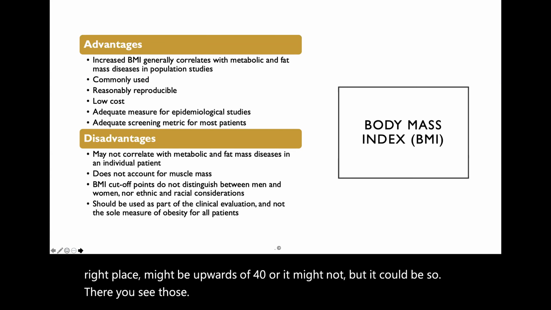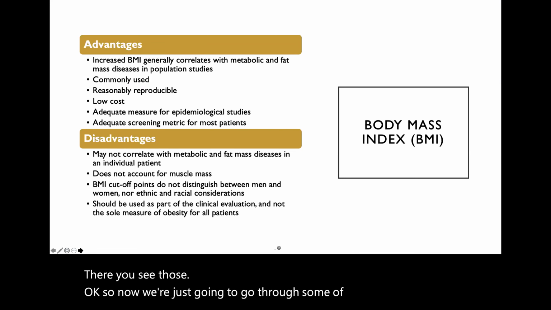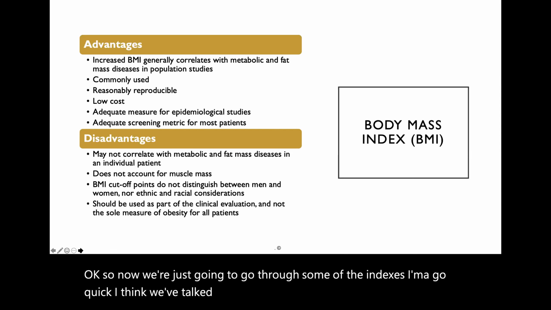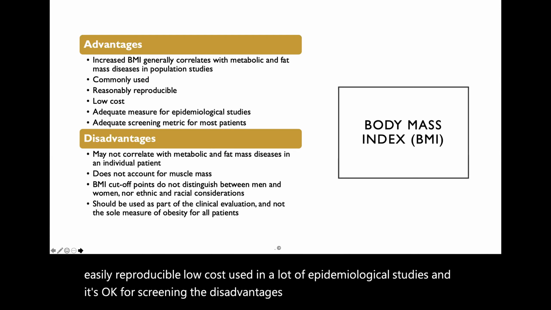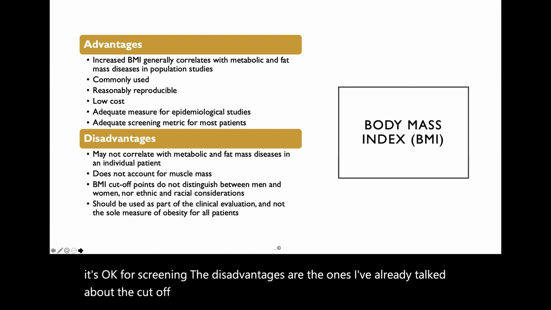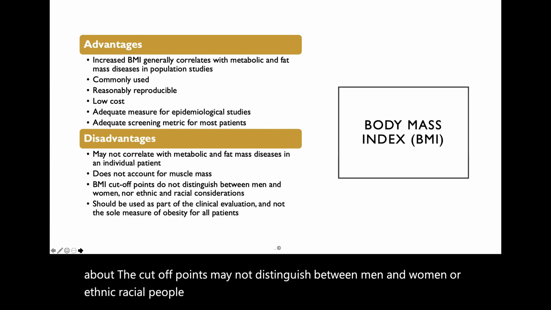Okay, so now we're just going to go through some of the indexes. I'm going to go quick. I think we've talked about this. BMI: quick and easy, commonly used, easily reproducible, low cost, used in a lot of epidemiological studies, and it's okay for screening. The disadvantages are the ones I've already talked about. The cutoff points may not distinguish between men and women or ethnic and racial groups very well, and it does not account for muscle mass and so forth.